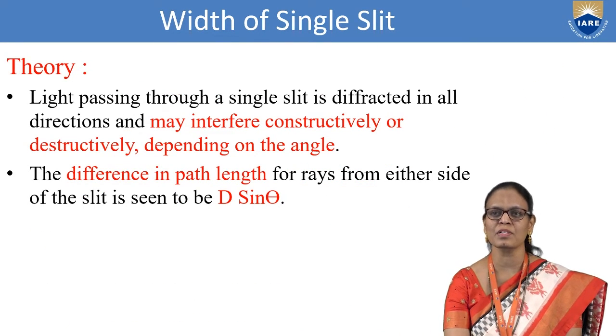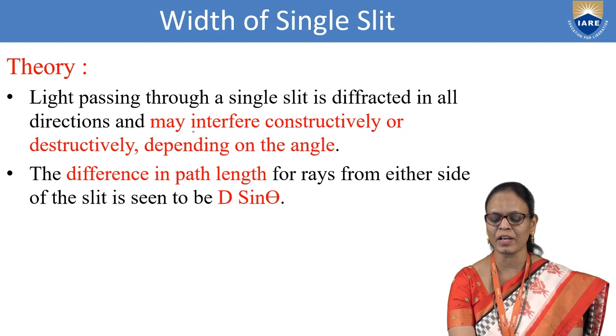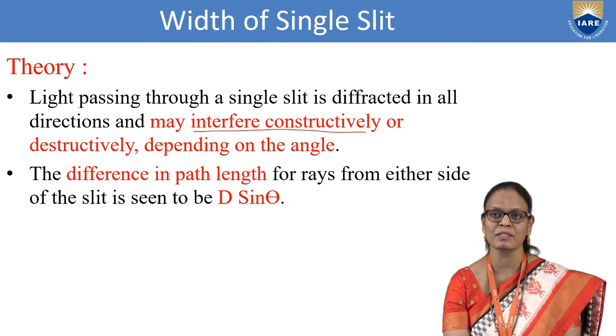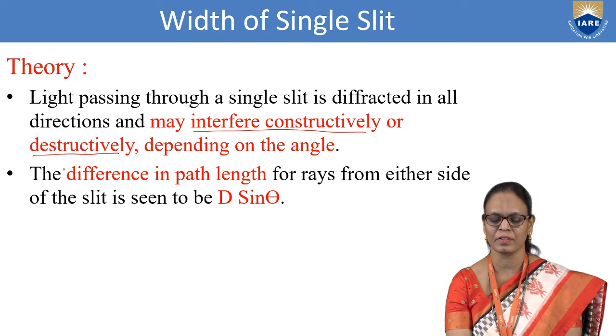Now, light passing through the single slit is diffracted in all directions. It may interfere constructively depending upon the path length, if it is in phase, or it is interfering destructively if it is out of phase. That is all depending upon the angle.